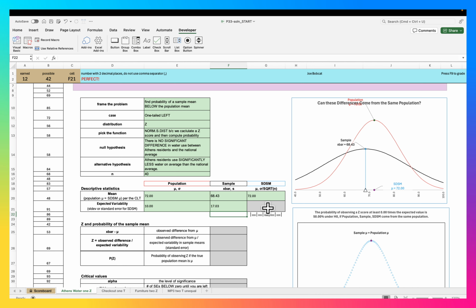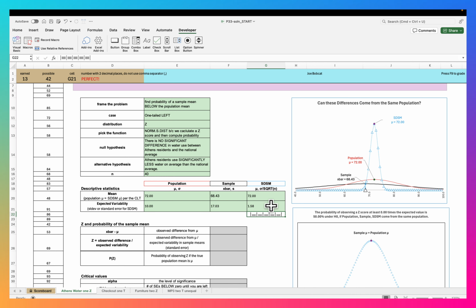All right, now we're getting to the most important one of all, which is the sampling distribution of the sample mean. We see here that its mean is going to be at 72, but what is this distribution going to look like? Because this turns out to be super important. And it's given by the formula of sigma divided by the square root of n. So there's sigma from the population divided by the square root of n, which is 40.